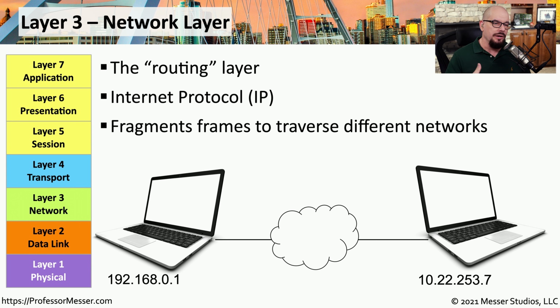This is also the layer where frames will be fragmented or broken into smaller pieces in order to move those between different types of networks. So if you move between an Ethernet network off to a WAN network and then back to Ethernet, you may find that the data is being fragmented, and that fragmentation is occurring at layer 3.